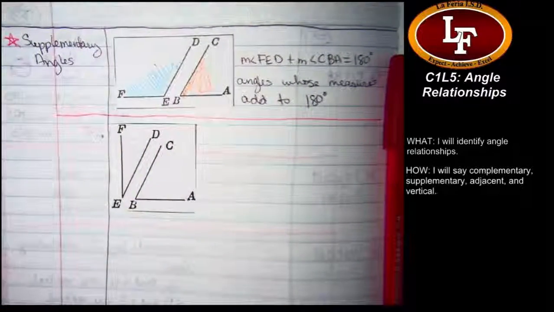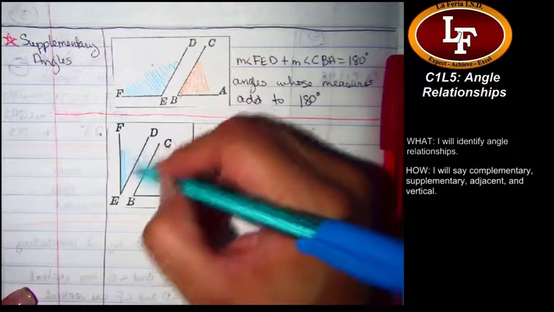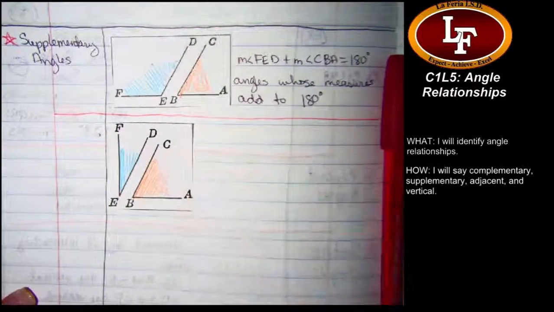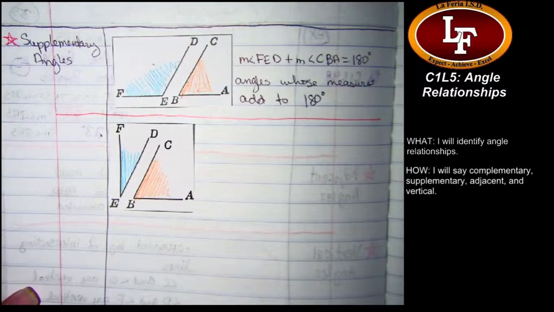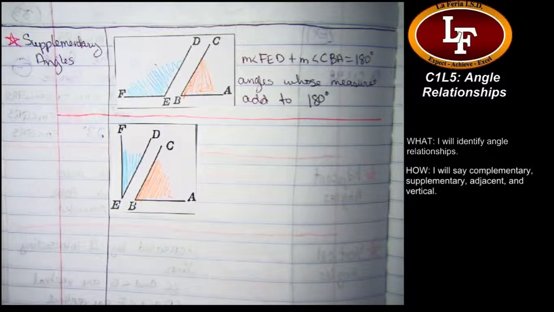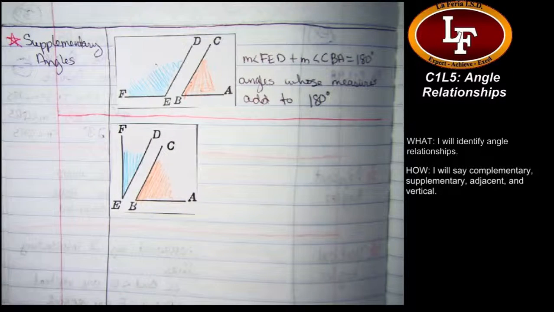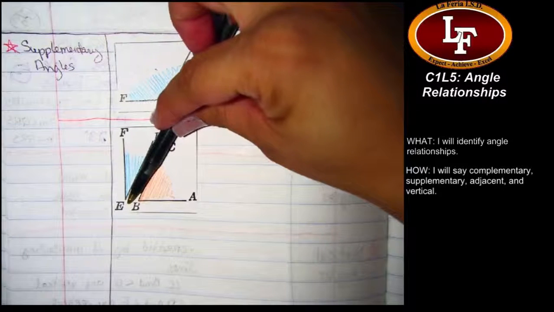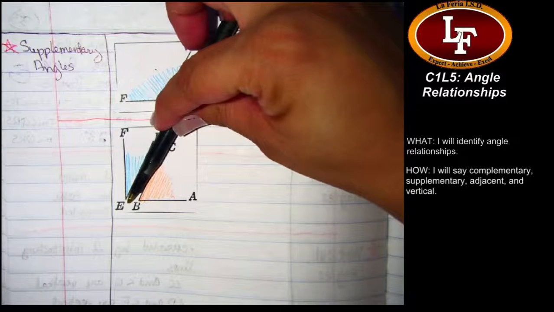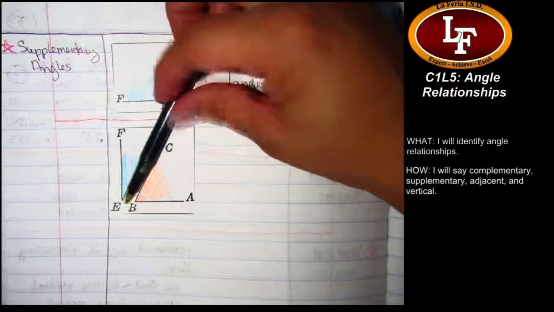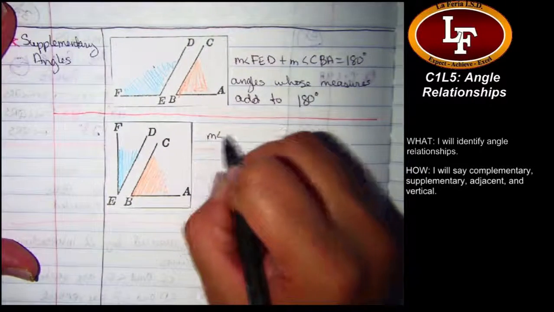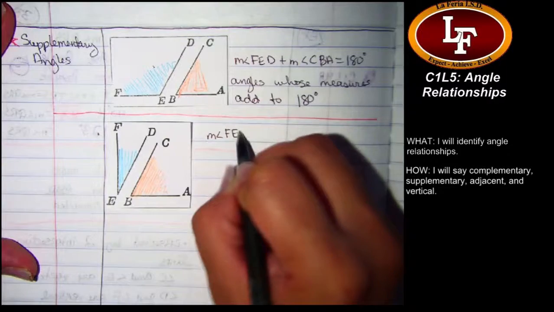This is the graphic for the last example. Now take a look at these. Imagine grabbing ED and sliding it over so it's on top of BC. What did we just create? A 90-degree angle. You see it? Which means if we added these angle measures together, we would get a 90-degree angle.